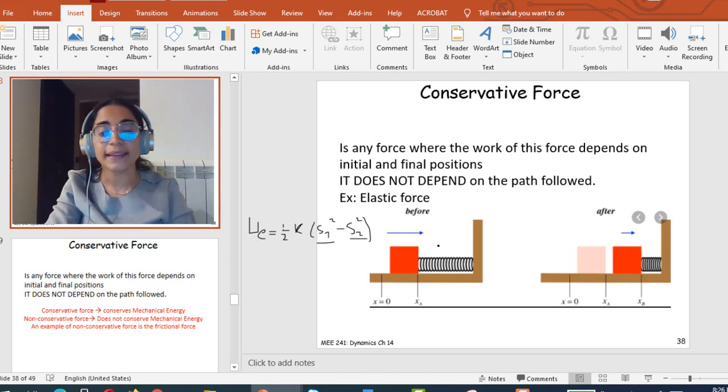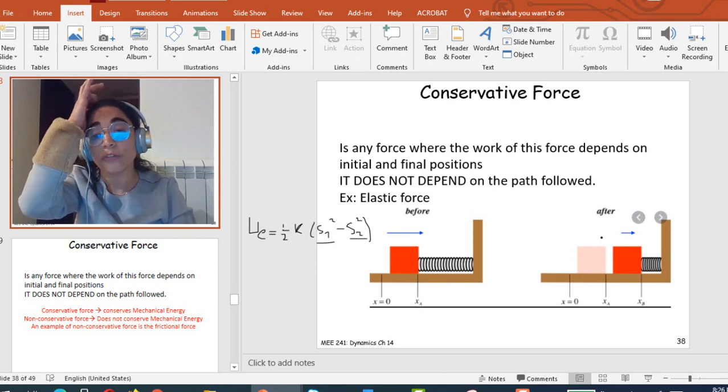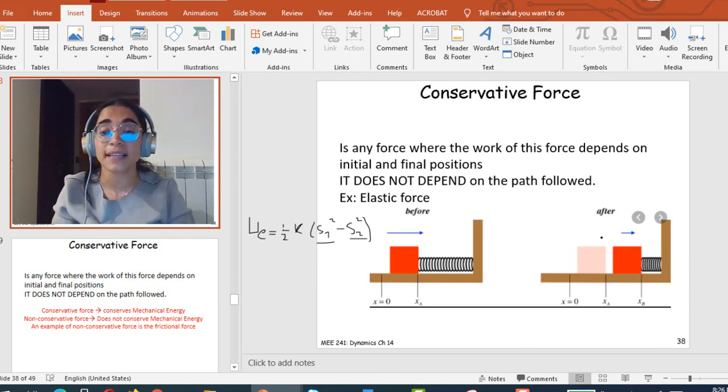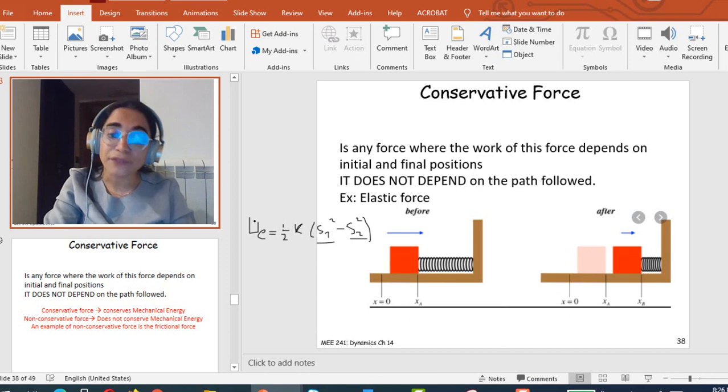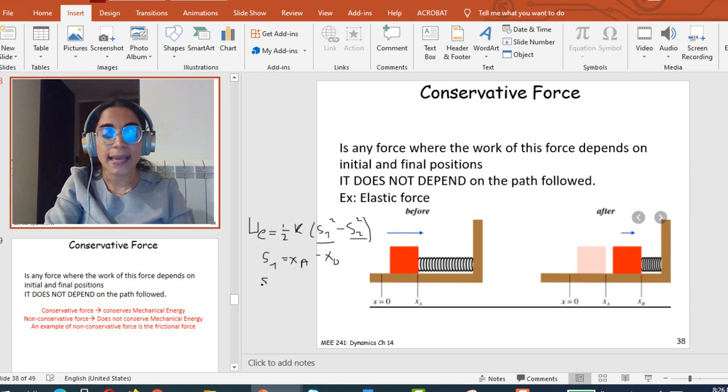For example, if I take this one here, and I assume that this body is going to the right between XA and XB, and I want to find the work done by this elastic force between XA and XB, this work will be half K (S1 squared minus S2 squared), where S1 will be XA minus X0 and S2 will be XB minus X0.